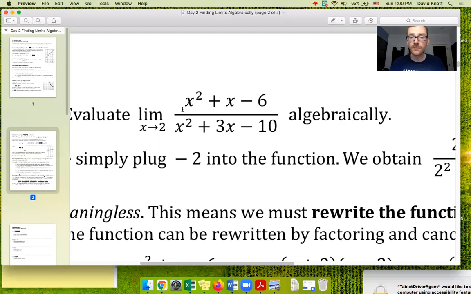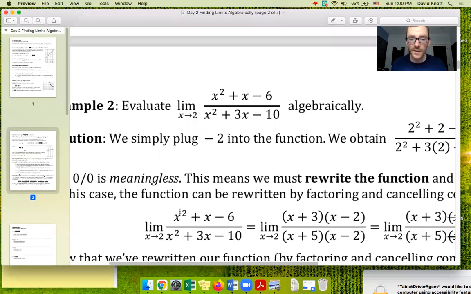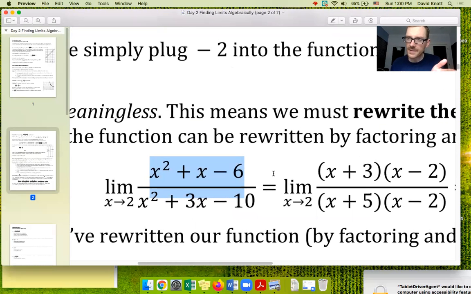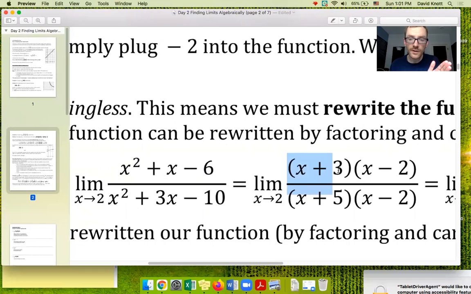Okay, so if you look at the top and bottom of this fraction, they're both quadratics, right? They're both degree 2 polynomials, and you can factor each one of them. So let's factor them. Okay, so x squared plus x minus 6. How does that factor? You need a pair of numbers that multiply to -6 and add up to 1, the coefficient on this term. That would be 3 and -2. So the numerator factors as x plus 3 times x minus 2.